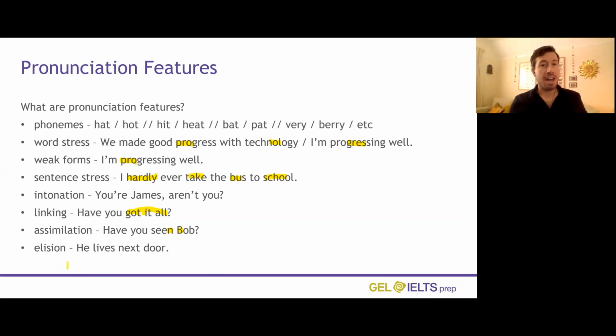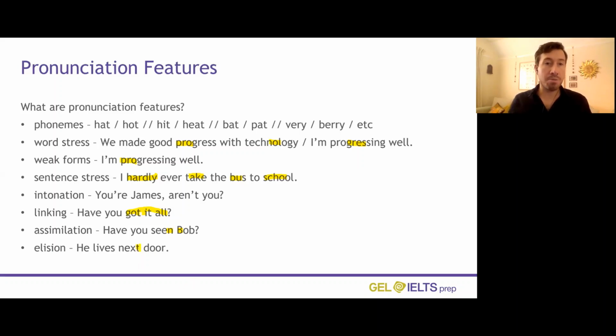And then one more is elision. He lives next door. Now, this T in this sentence, if you listen for it, he lives next door. There's no T. I wouldn't say "next door." No one says that. You delete the T sound.